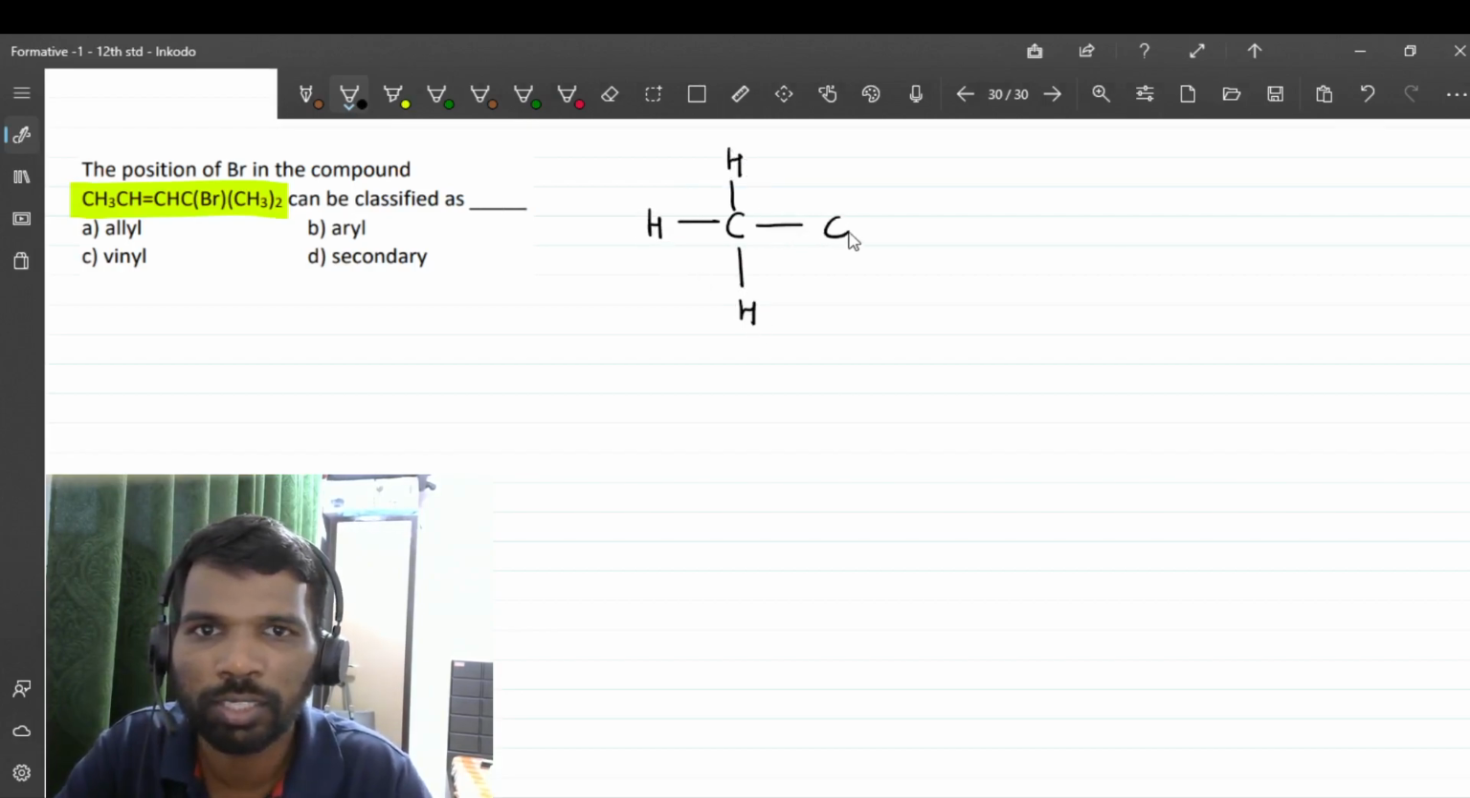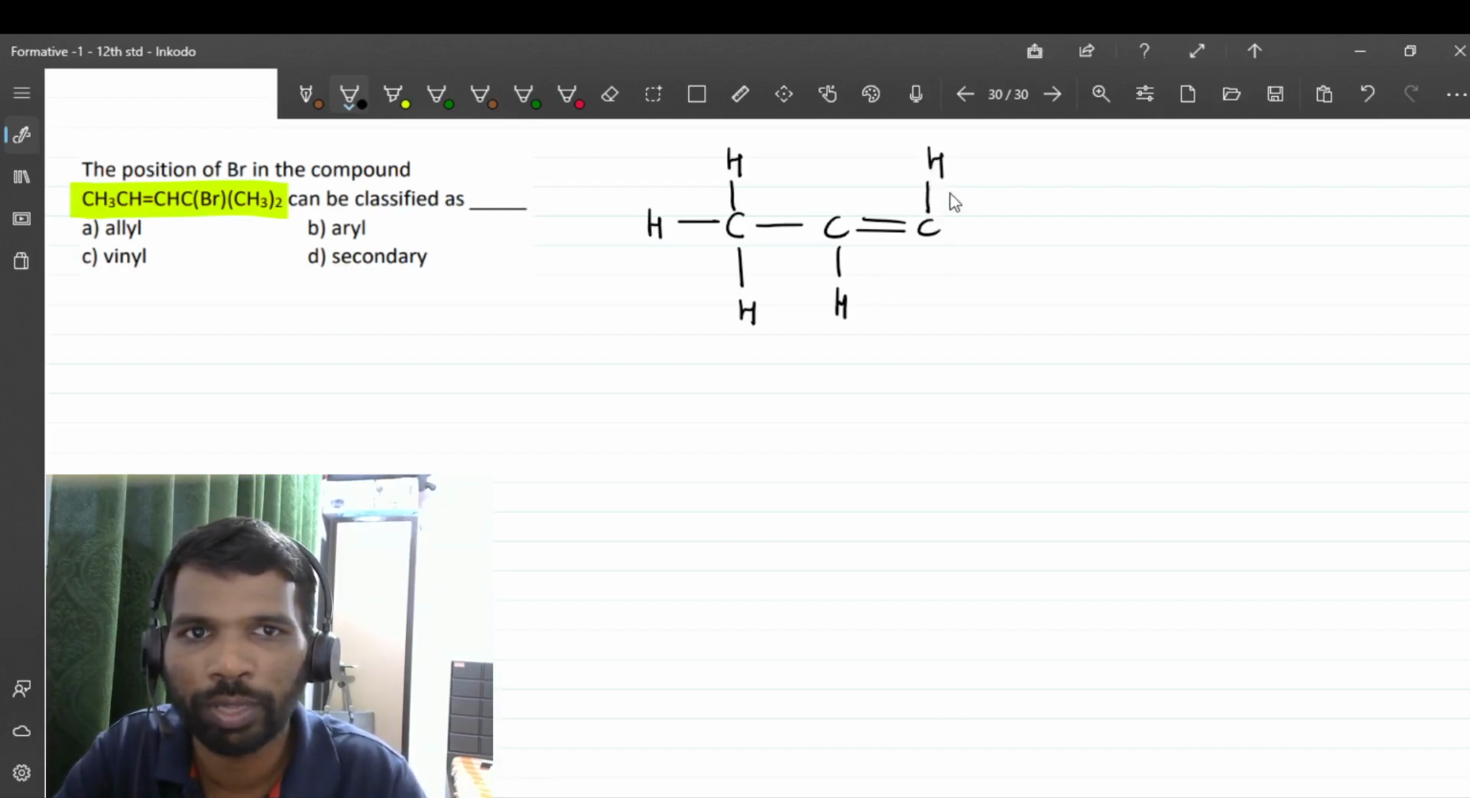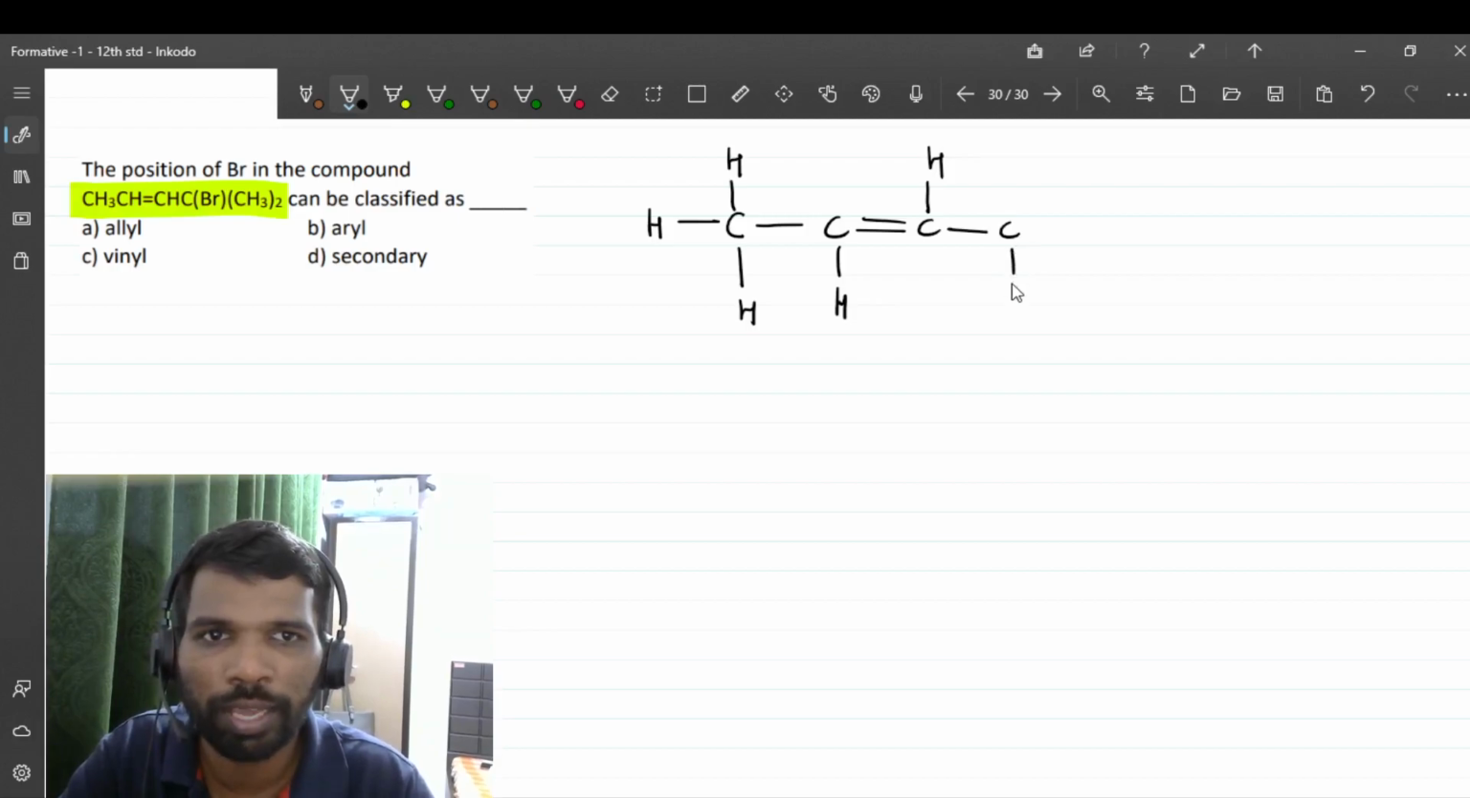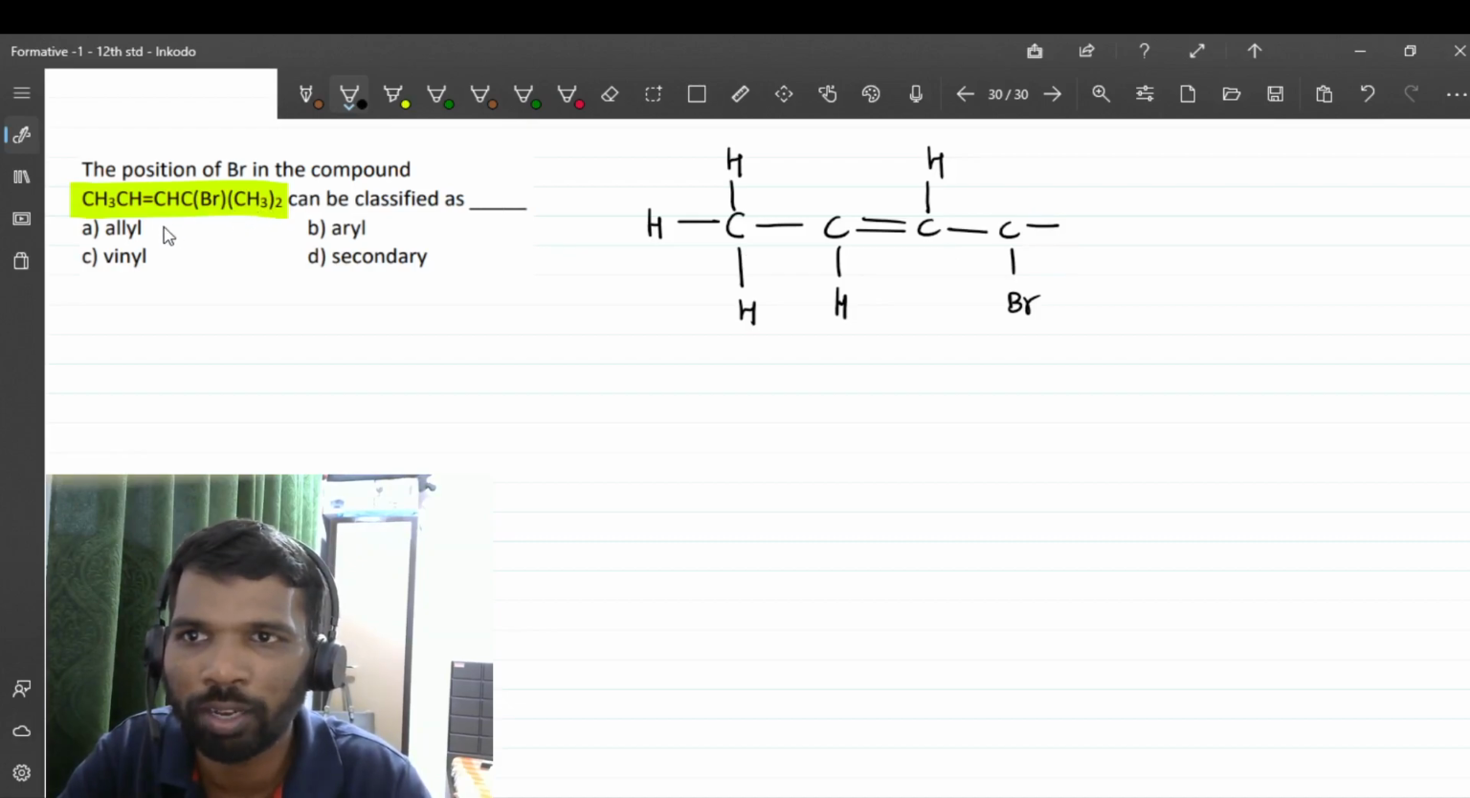Then next there is one carbon, and there is a hydrogen on this carbon, and there is a double bond, right? And there is one more carbon with a hydrogen connected to that. Then next there is a carbon, and to this carbon there is a Br connected. And then there are two CH3. The bracketed term means it is connected to this carbon. So this is what it means. This is the structure.